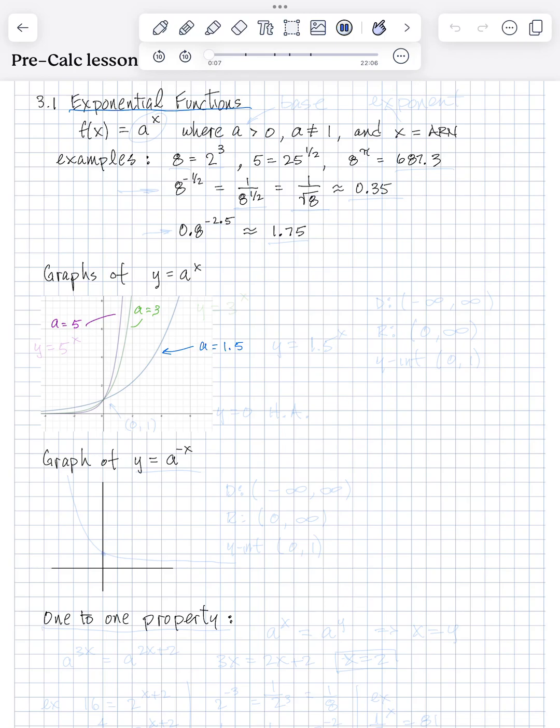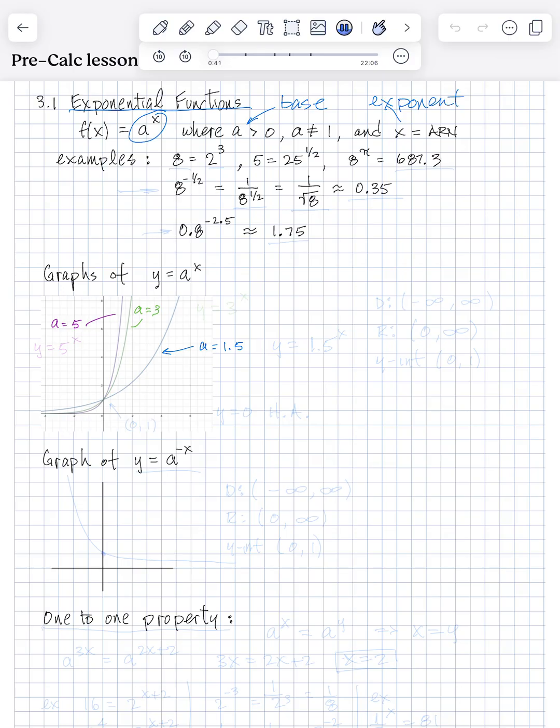take the form of f of x is equal to a to the x, where a is a number greater than 0, but it's not equal to 1. Because if it was equal to 1, that would just be a constant function, because 1 to any exponent is still equal to 1. And x can be all real numbers. So a is the base, and x is the exponent.